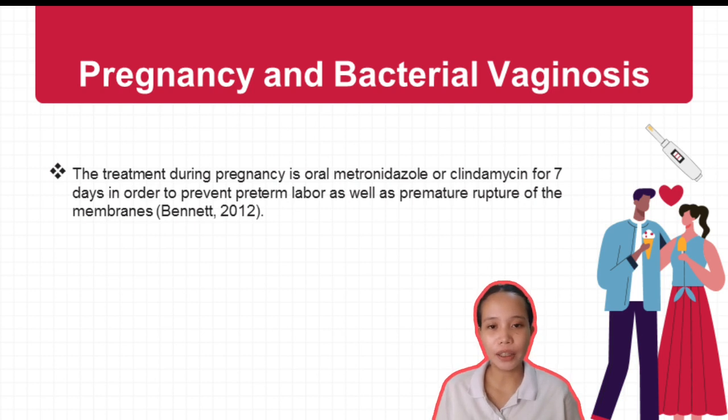Pregnancy and bacterial vaginosis. The treatment during pregnancy is oral metronidazole or clindamycin for 7 days in order to prevent preterm labor as well as premature rupture of the membranes.